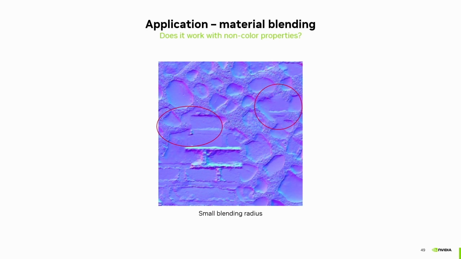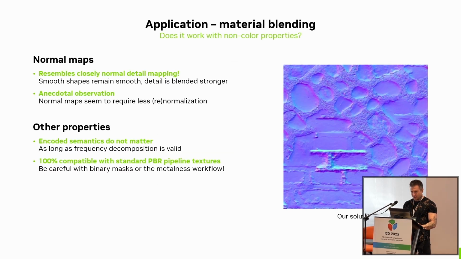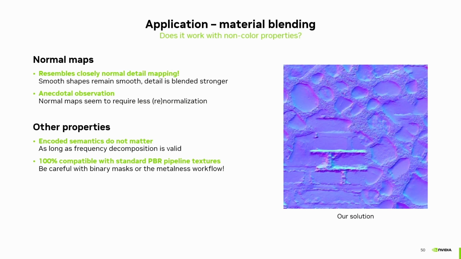And if you look at small blending radius, when there are smooth or flat surfaces that are touching and contacting, there is a visible discontinuity that would be very visible when applying specular shading. And by comparison, our technique flattens this out, producing more natural look. And in fact, it resembles very closely normal detail mapping. And as a funny anecdotal observation, when I was trying it, it seems that normal maps seem to require less renormalization with this technique. And it goes beyond normal maps.